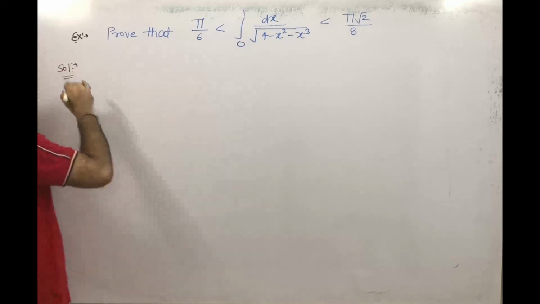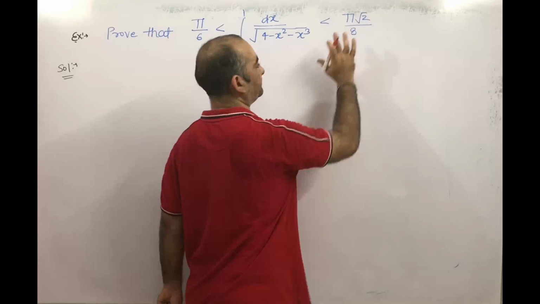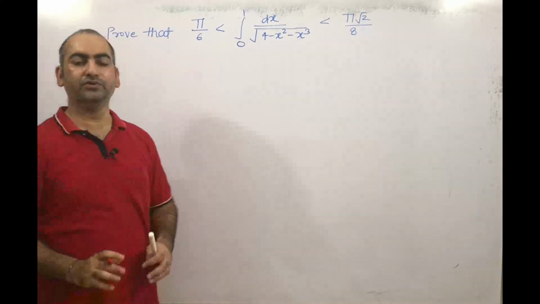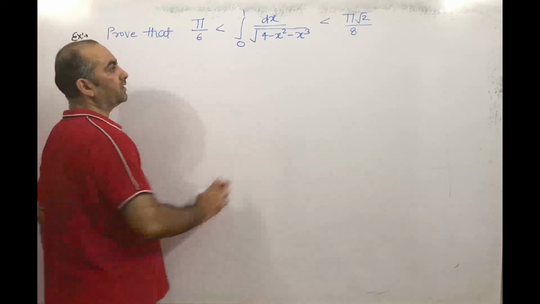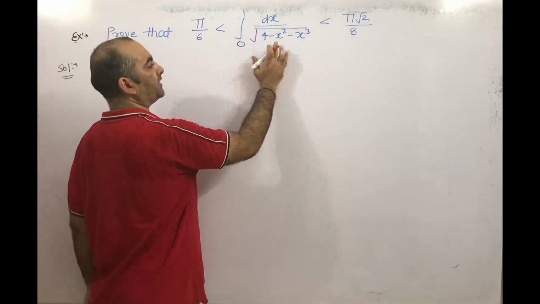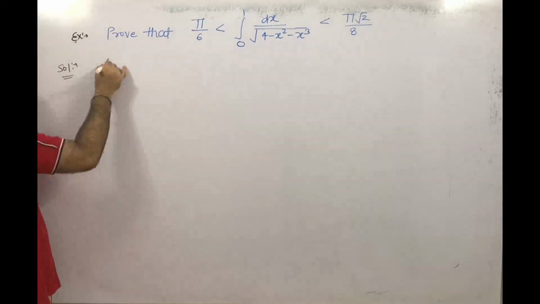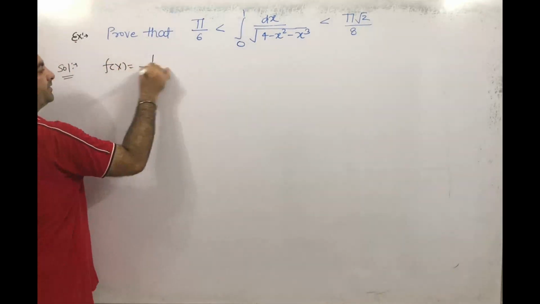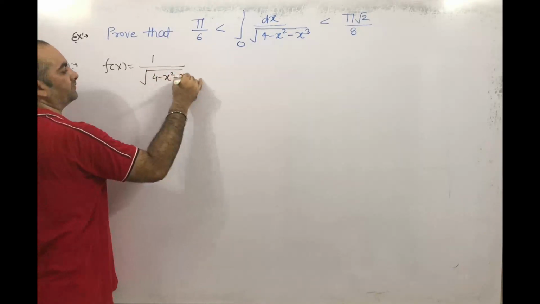So in this problem, first thing we have to check: on this side we have π and this side also we have π. That means here we will not use monotonicity. Then what will you do? First thing, 1 divided by root over 4 minus x square minus x cube we can take as a function f(x). So we are taking f(x) as 1 divided by root over 4 minus x square minus x cube.